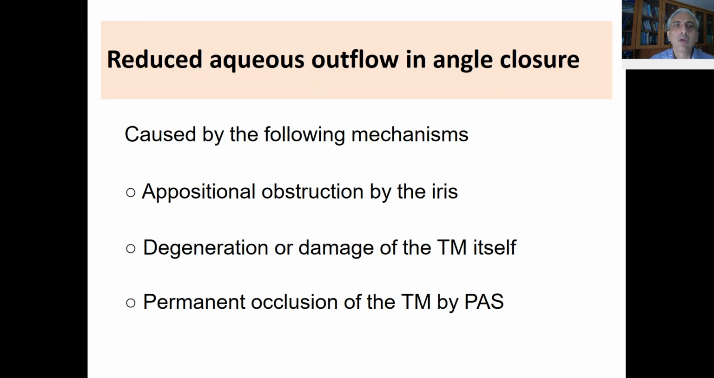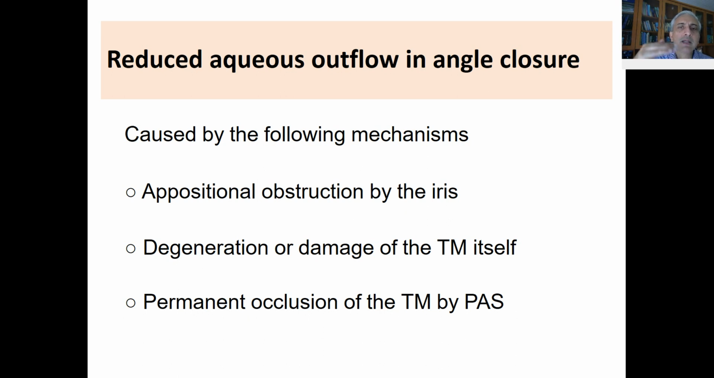So now we go on to reduced aqueous outflow in angle closure. It is caused by the following mechanism. The outflow of aqueous is reduced, leading to raised intraocular pressure. It is caused either by apposition of the iris or degeneration of the trabecular meshwork, where the pores themselves become degenerated, or permanent occlusion of the trabecular meshwork by the peripheral anterior synechiae.